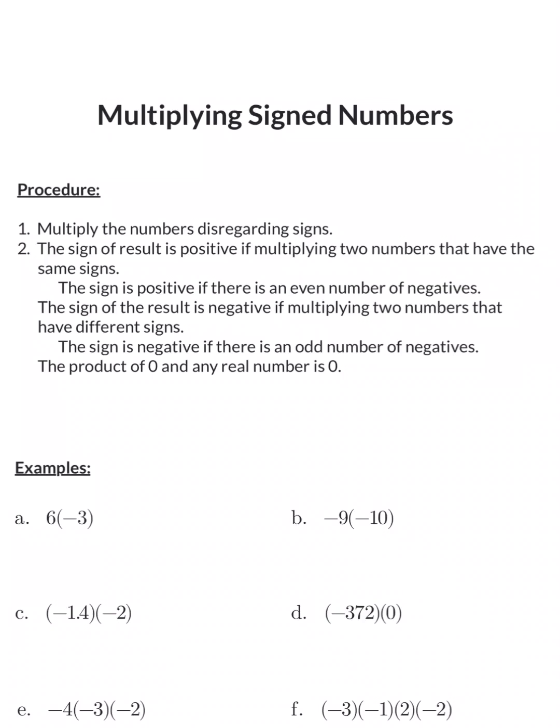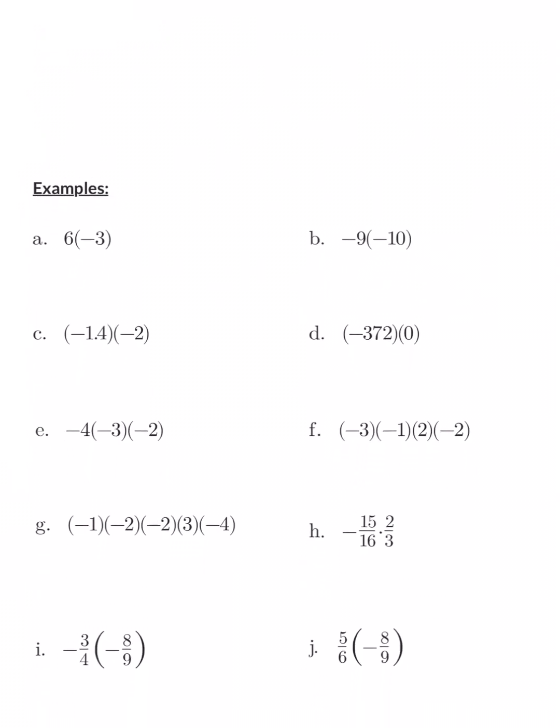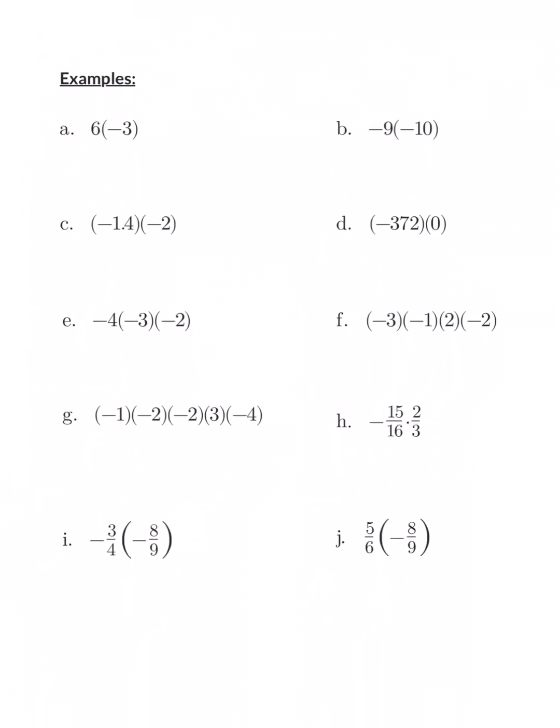And finally, one last thing that we need to know about multiplication: the product of 0 and any real number is 0. So let's go ahead and look at some examples. In example A, we have 6 times negative 3. I want to start by multiplying the numbers, disregarding the signs. We get 18. Since I have only one negative, I keep it with my answer.